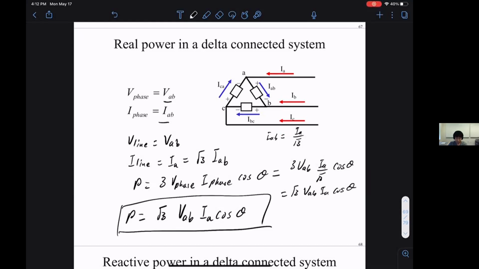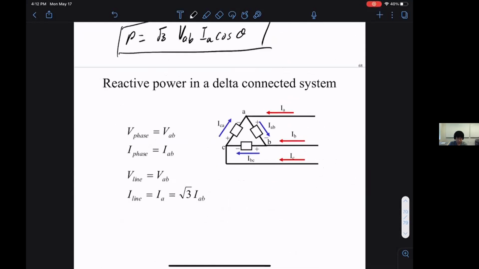This holds the same for reactive power as well. Q turns out to also be root 3 VAB IA sine theta. So you can always convert things to line-to-line voltage and a line current.